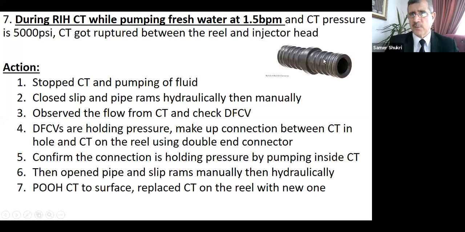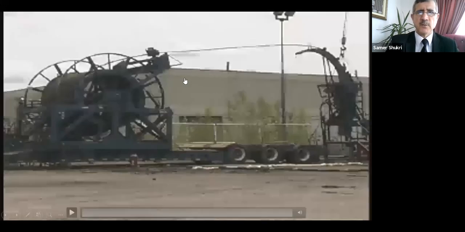One piece is with the coil tubing in the well, and one piece is with the coil tubing on the reel. After that, we do a pressure test and increase the pressure to ensure it is holding pressure. After that, we can open the BOP and start pulling out of hole, secure the well and put all the coil tubing on the reel. Then the reel will be thrown away and we run another one.